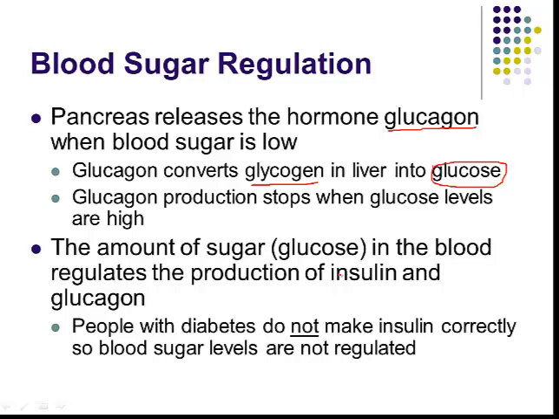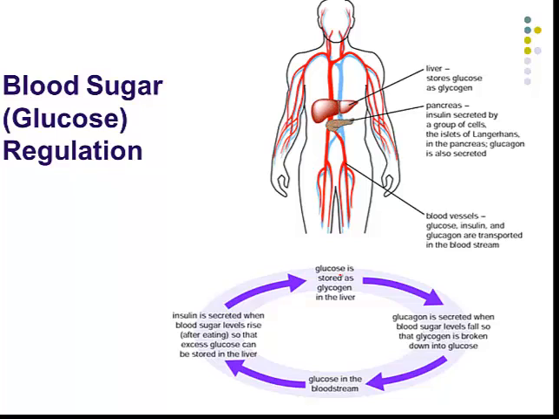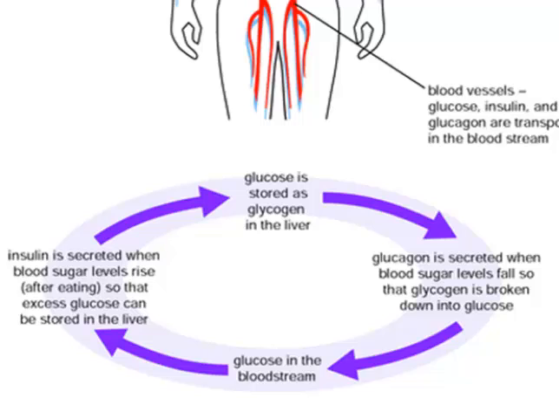Okay, so let's take a look at a graphic of this. So again, we have our liver and our pancreas that are involved in our blood glucose regulation. Okay. So here we go. Let's say you just ate right here. We just had some food. Glucose is in your bloodstream, so our blood sugar level has gone up. Okay. Insulin is going to get secreted, and that's going to bring our blood sugar levels back down.